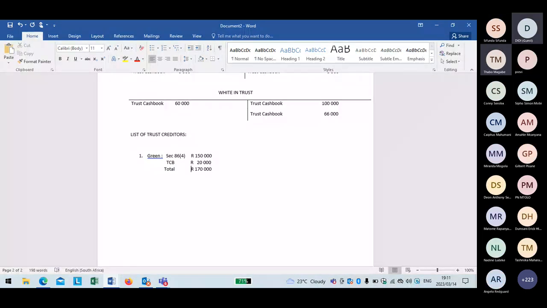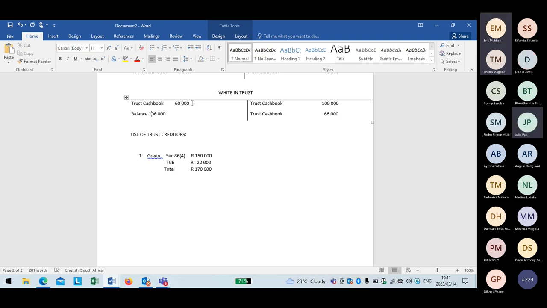Okay, Prof, just on that one. I just need to understand. Will it be wrong, say, for instance, for White, where we are seeing now, there's a balance of 106. Will it be wrong if I indicate from that ledger? You can balance this ledger by simply saying balance, 106, like this. Is this what you want? Yes. That's what I was trying to say.